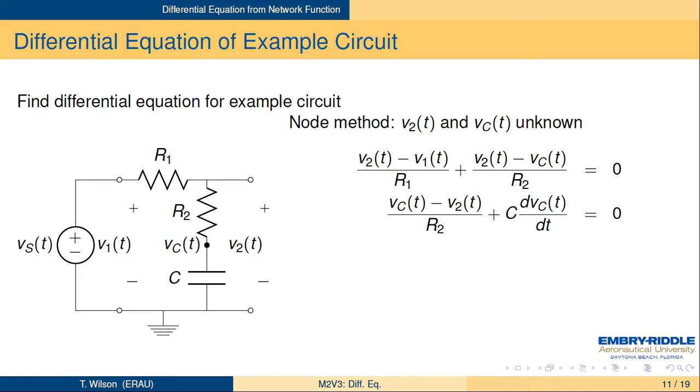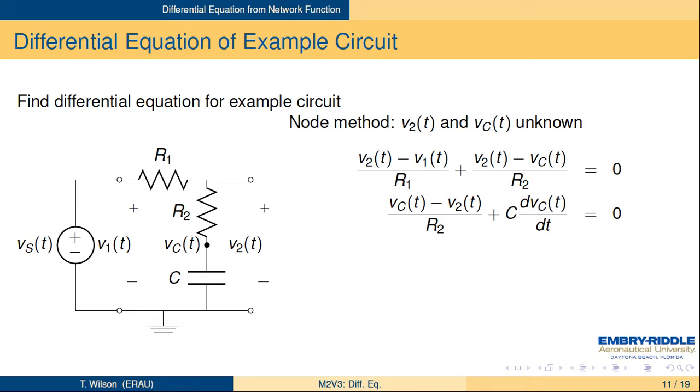At v2(t), we take (v2 minus v1) divided by R1, plus (v2 minus vc) divided by R2. That's the current leaving to the left and the current leaving down. Those have to add up to 0. And then at the capacitor voltage, that's a node voltage, so the current leaving up is (vc minus v2) divided by R2, and then the current leaving down is determined by the capacitor device characteristic, which is just C dvc/dt.